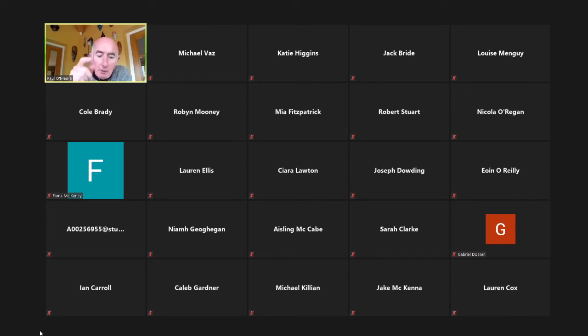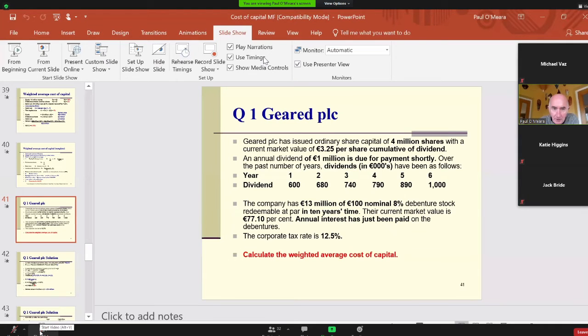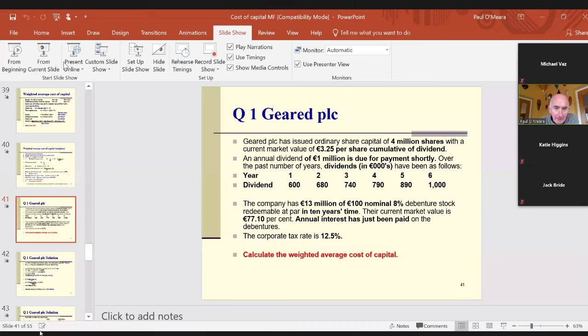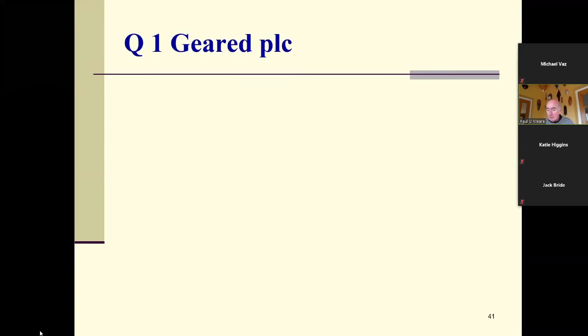Okay, so I wanted to show you an example of a typical question, like one you'll get in the exam coming up in a little while. So I'll show you the very first question that you'll see in your notes there, and it relates to a company called Geared PLC. These are all questions that were done in past papers essentially anyway, but for question number one here, as I read the information, I'll just explain what's happening with the question.